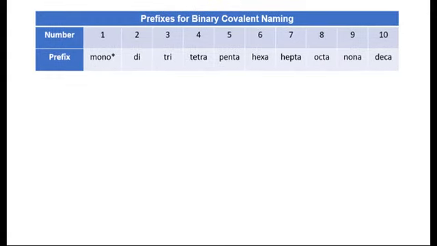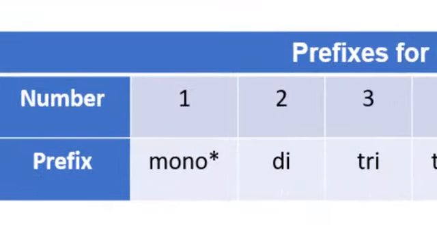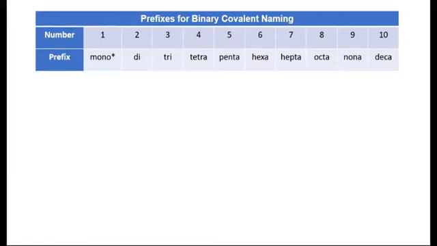Now that we've got the idea behind binary covalent naming, I just want to point out one really important exception to these rules. You'll see that the prefix for one, mono, has an asterisk next to it. And that's because there's one case where you won't use this prefix. That's when it's for the very first element. In other words, we never start the name of a covalent compound with the term mono for binary covalent naming. And you kind of already know this, because this molecule is something that you have never ever called monocarbon dioxide. We just call it carbon dioxide.